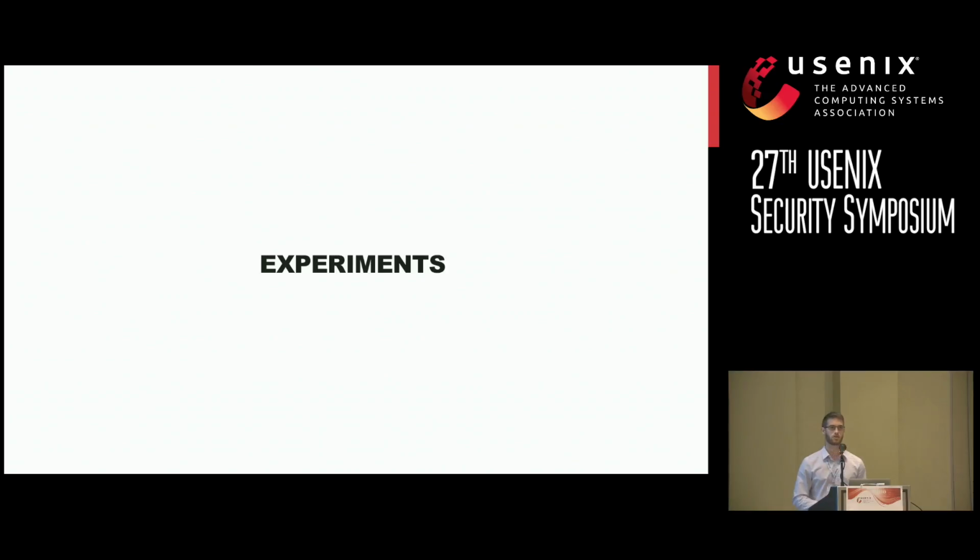Okay, so for our experiments, we have two different questions that we're trying to answer. First, are we able to remove different types of malware, and how long does it take? And second, what is the availability impact if we have multiple concurrent connections in sort of a real-world web server case?